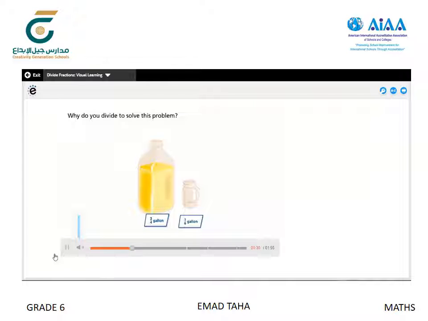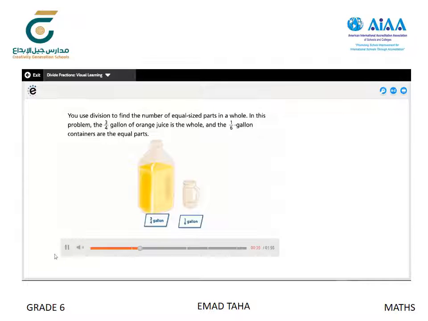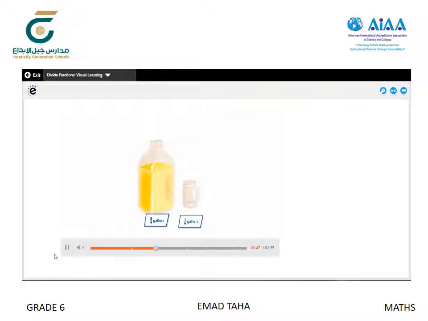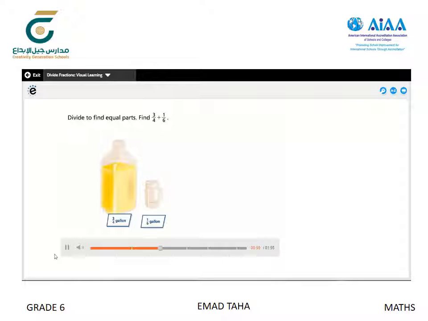You use division to find the number of equal-sized parts in a whole. In this problem, the 3/4 gallon of orange juice is the whole, and the 1/6 gallon containers are the equal parts. Divide to find equal parts. Find 3/4 divided by 1/6. To divide by a fraction, you can use the reciprocal of the divisor to rewrite the problem as a multiplication problem.